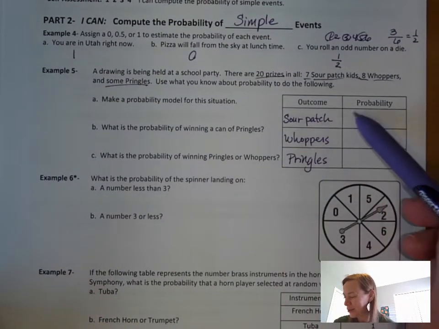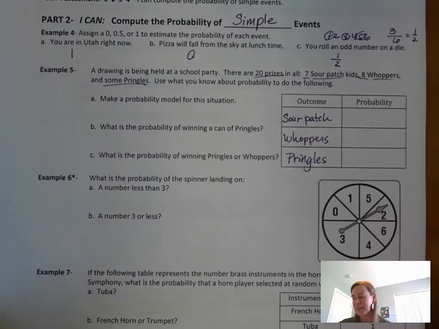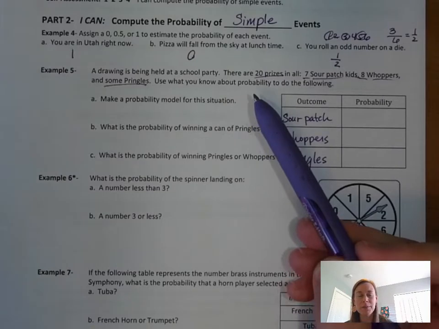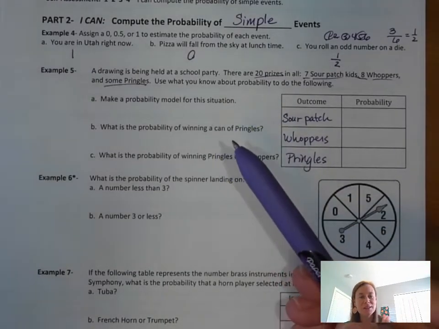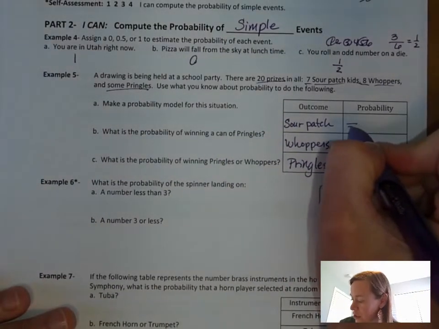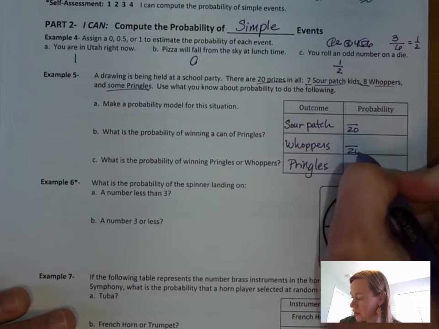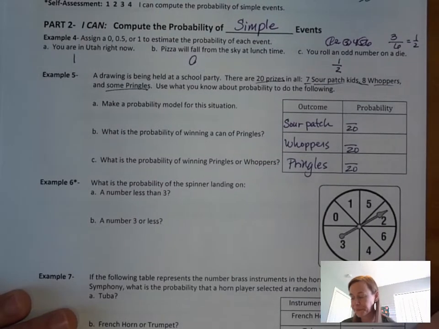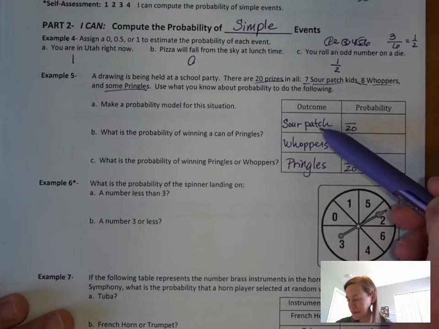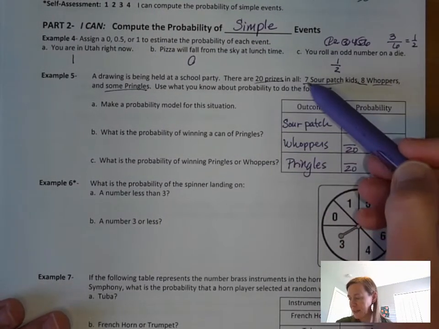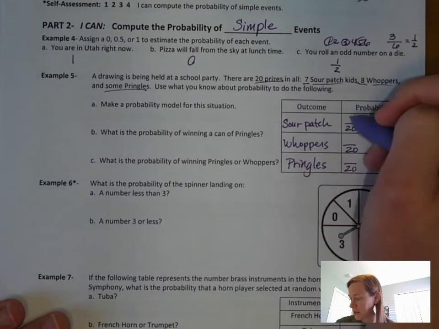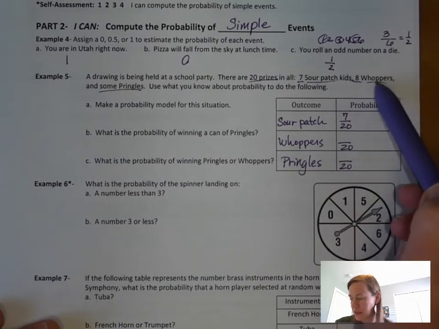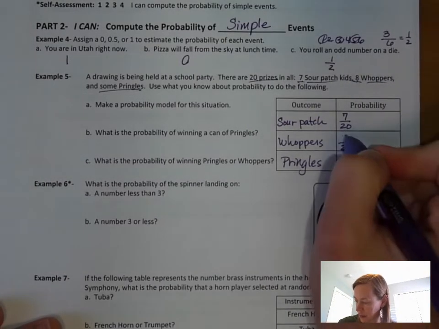Okay, so now we need the probability of each. Now they already tell us there's 20 prizes in all, so we know that whatever the probability is, it's out of 20. So we can put 20 on the bottom of these ratios. And so I'll just go ahead and write them like that. I'm leaving some room on the right in case we need to simplify any of those fractions. Okay, so what was that probability of Sour Patch Kids? 7 out of 20. So we'll just do it like that. What about Whoppers? There's 8 Whoppers that you might win, so 8 out of the 20 prizes.